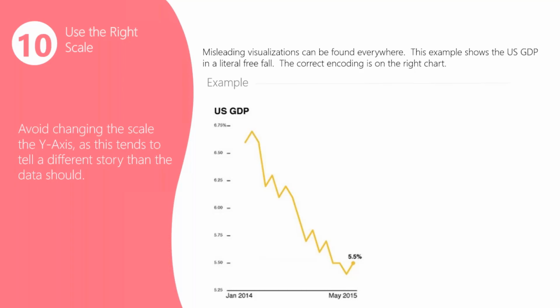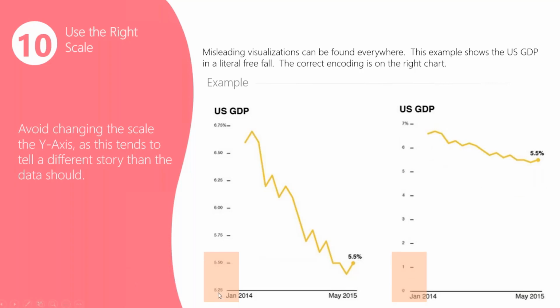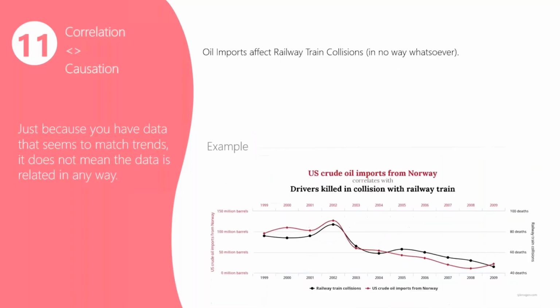So here you'd see this on the news, and you're like, oh my God, the U.S. gross domestic product is in a free fall because they start the y-axis at 5.25. So what the news outlet is trying to do is make you think that the U.S. is in a free fall, when in reality, if you start the axis at 0, which is where you should start it, or use a clearly visual axis break, you can see that it's declining, but it's not in a free fall. You'll see these examples all the time.